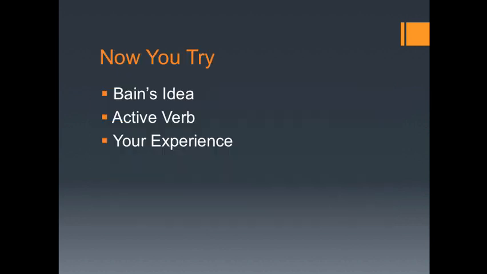Hope these verbs help. Now it's time for you to get out there and try. Remember, Bain's idea, active verb, your experience, but it can be in any order of that. It doesn't have to be in that order. It can be reversed, experience, active verb, Bain, or you can bring in a subordinate clause to set things up. As long as those 3 elements are in your sentence, you're going to have a very strong topic sentence for this paper.